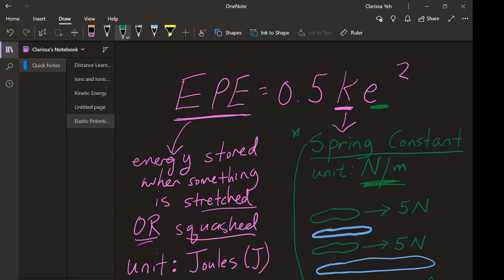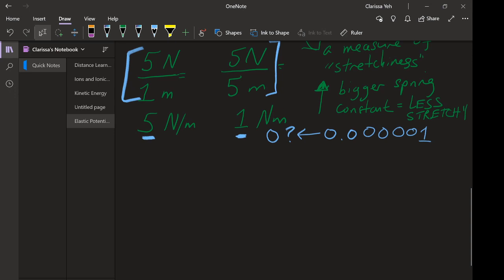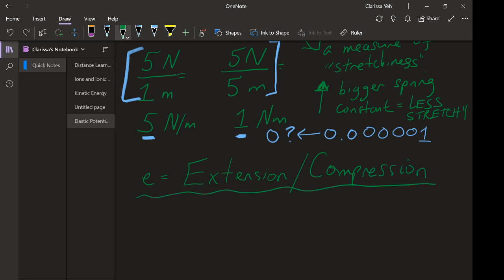Now E, in my formula, E stands for the extension or compression. So basically, how much did it get stretched or squashed by?